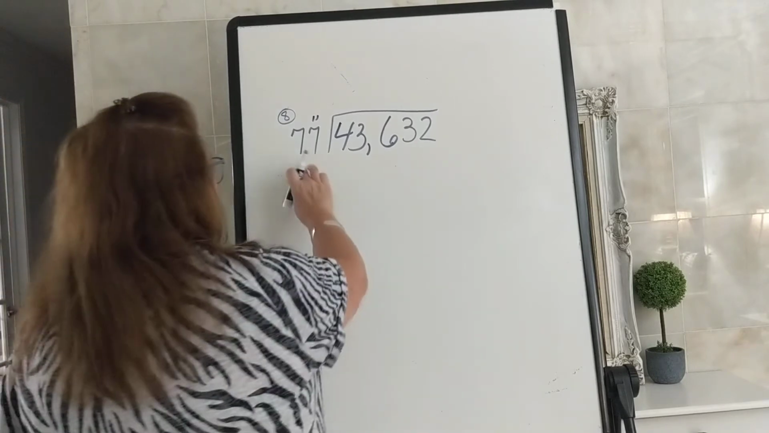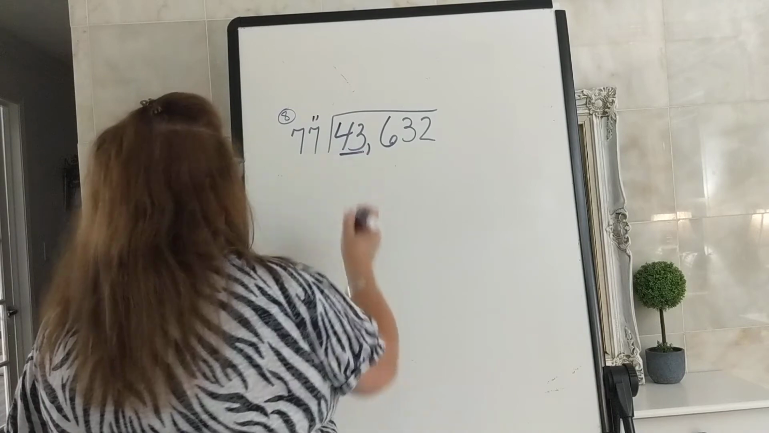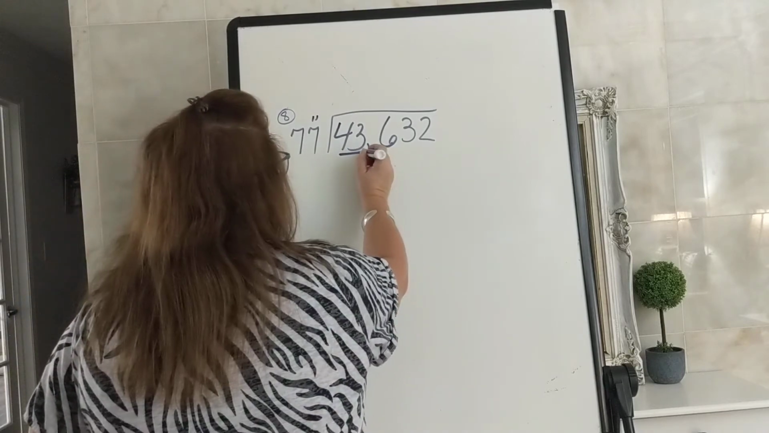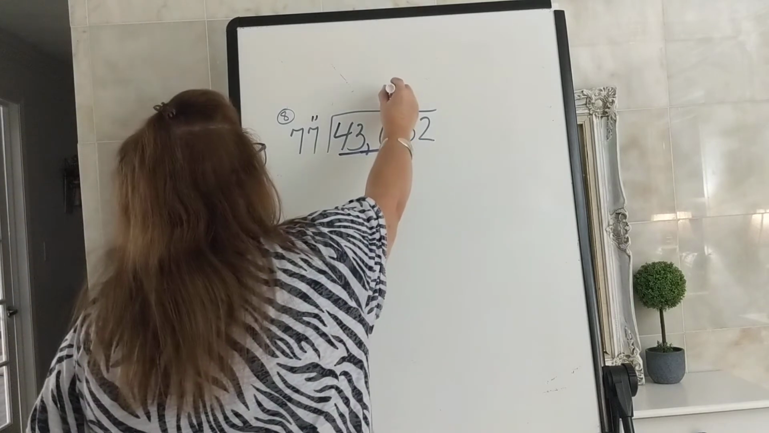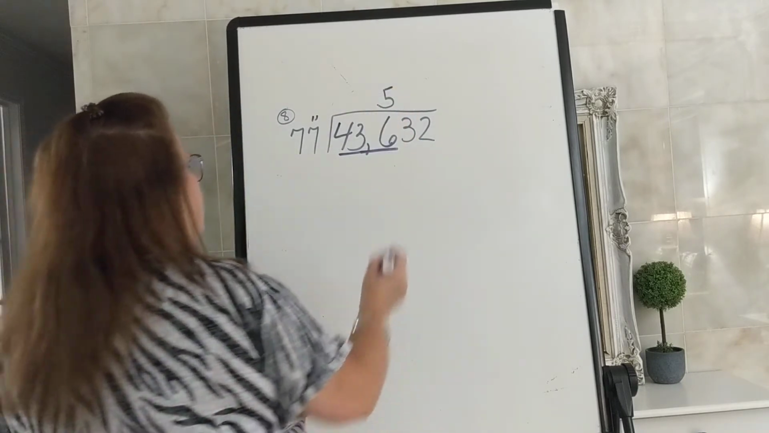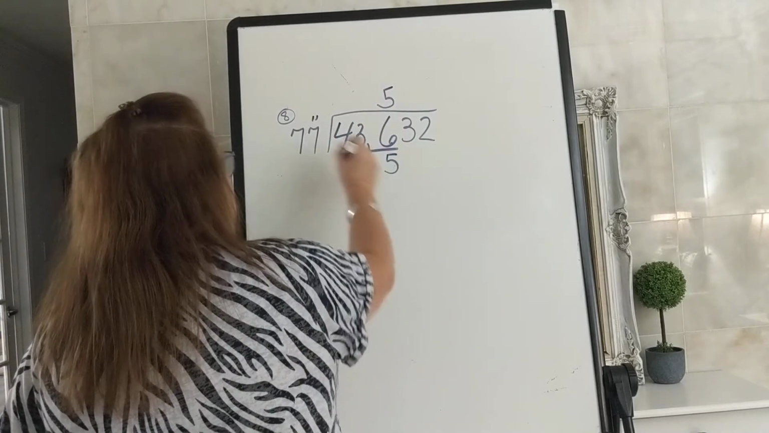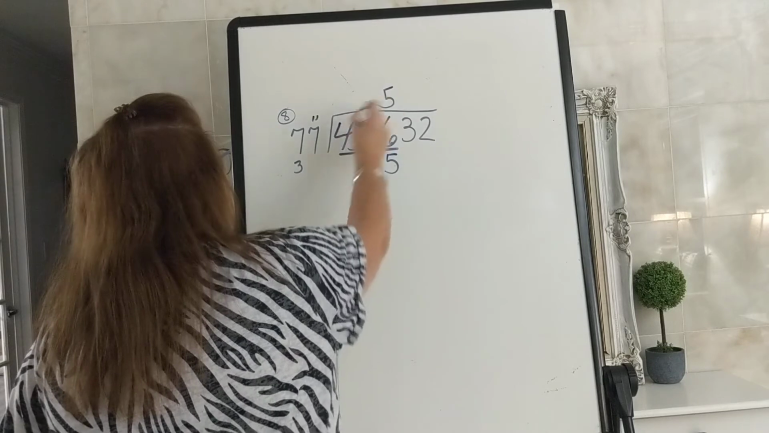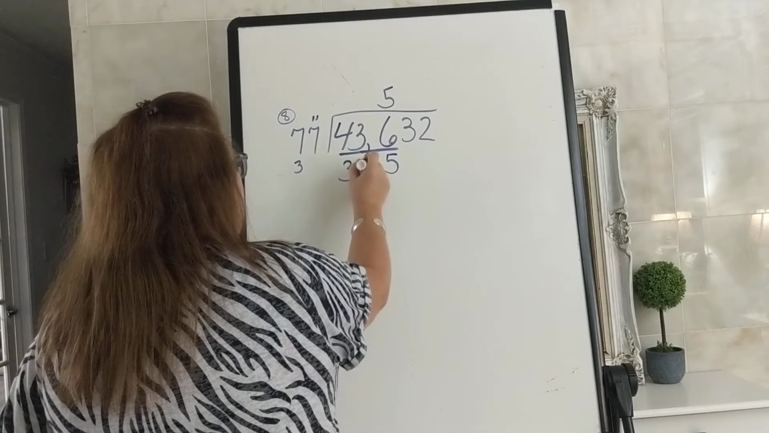We have to think. Our real divisor, 77. Can it go into 43? No. Can it go into 436? Bingo, that is where our 5 will go, above the 6. All right, 7 times 5 is 35. We put 5 down, carry the 3. 7 times 5 is 35, plus 3 is 38.